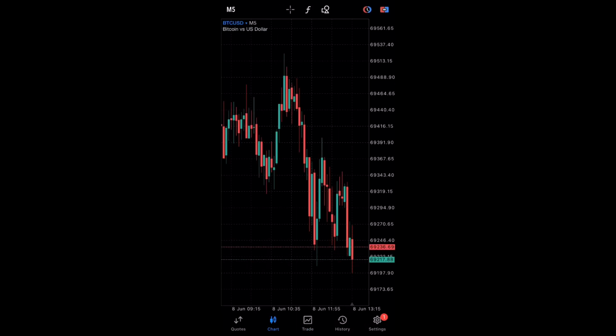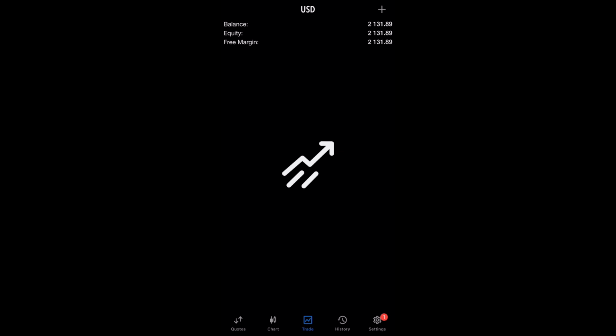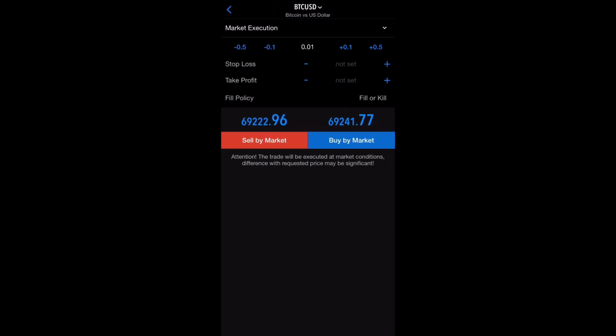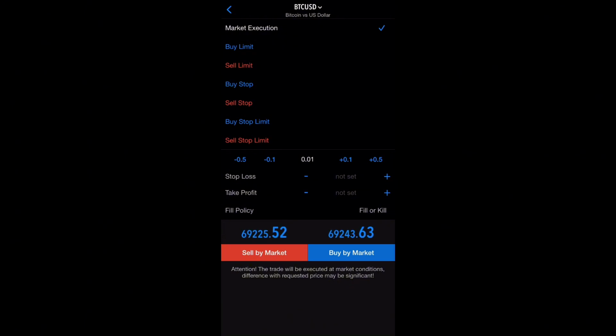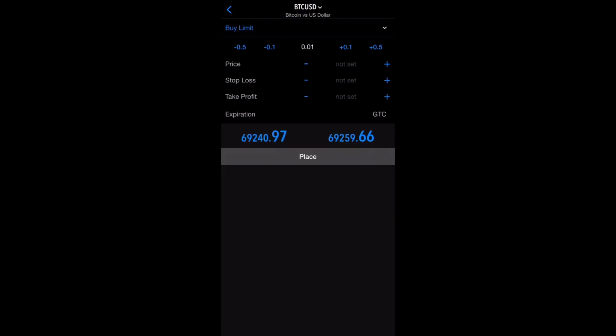So how do we place trade using the buy limit? First of all, you select the asset or the currency or the crypto you want to trade. We are using BTC as an example here. You go to trade. After your analysis, you go to trade. You click on the plus at the upper right corner. Then you change to buy limit. When you change to buy limit, you know the exact place in which you want your trade to be triggered.